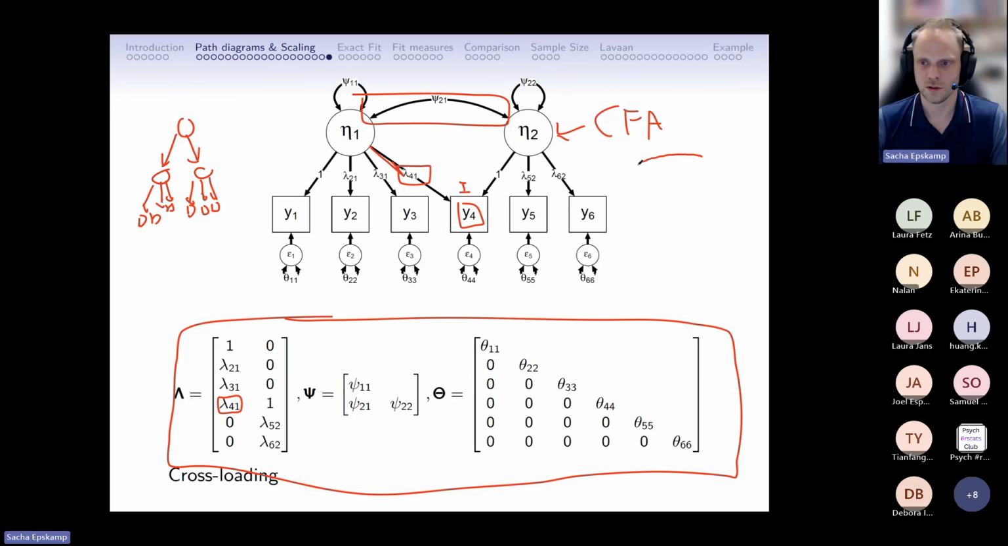Right, so SEM, and then CFA is a subset of that. Well, that's a terrible drawing, but that's the idea. The reason why I'm talking about CFA only today is because it's easier, and all the stuff we talk about with fit measures and how to do it in Latent is the same. If you do SEM or CFA, it doesn't matter.